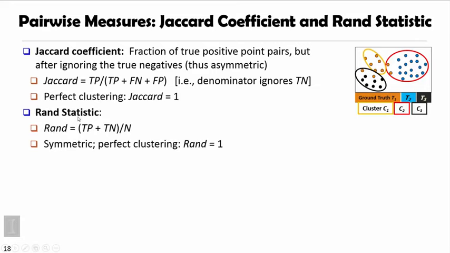For the Rand statistic, you take all the true cases, true positive plus true negative, and divide by all the possible pairs. Okay. That means you cover both positive and negative cases. That's why if it's perfect clustering, the Rand statistic should be 1. It is symmetric because you treat the positive and negative cases equally.